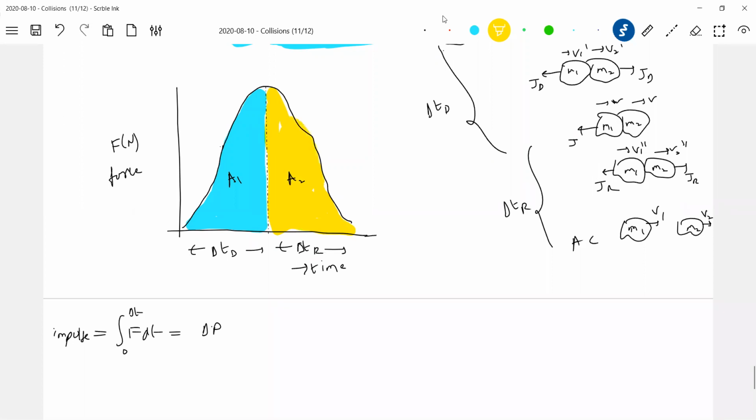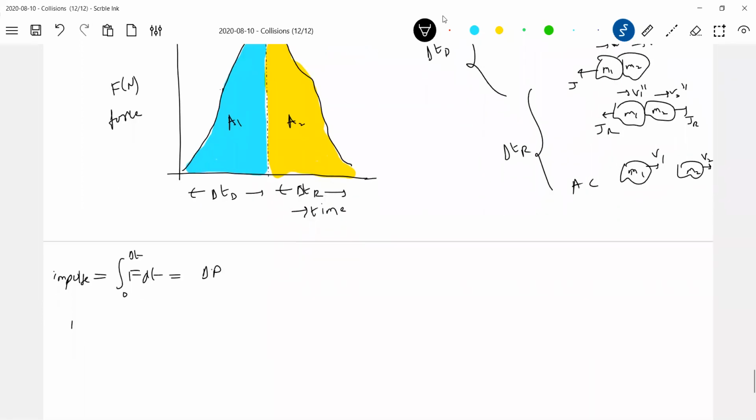I plotted like this, so I am getting a graph like this here. The area under the F-T graph is the impulse, no? According to this, what is the one more definition for impulse that we are bringing here? Impulse is equal to the area in the force versus time graph.